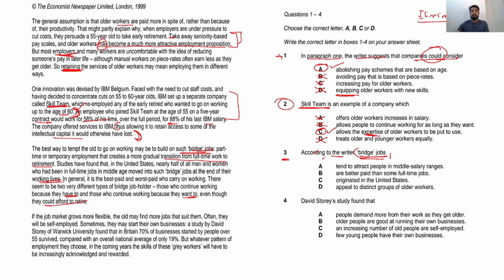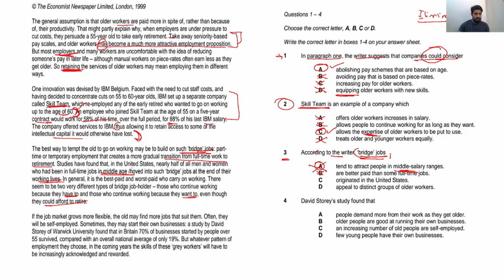Okay. Now we'll come to the options. "Tend to attract people of middle salary ranges." Are they talking about middle salary? Nearly half of men who have been full-time in the middle age, okay? So this is middle age they are talking about, not salary. They have not mentioned salary, so this is wrong. "Are better paid than full-time jobs." Did they mention anywhere it is better paid than full-time jobs? No, they never mentioned it.